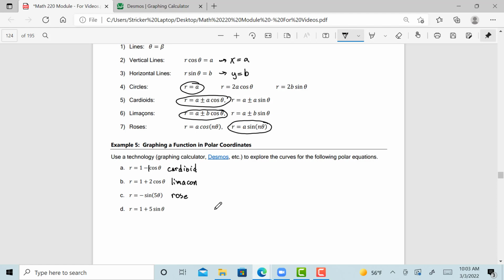And then the last one is r equals 1 plus 5 sine theta. And what kind would that be? D. I've gone over the first three. What do you think D would be? If you said limaçon, you would be correct. That is also a limaçon. So let's go over to Desmos and see what these graphs look like.